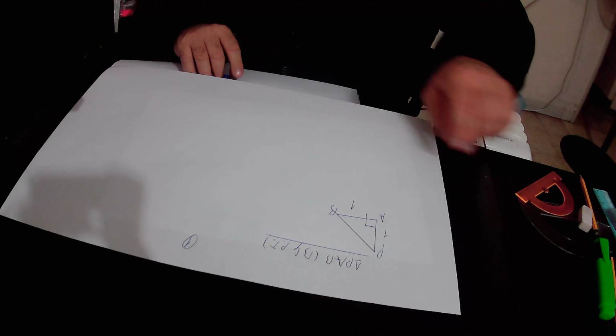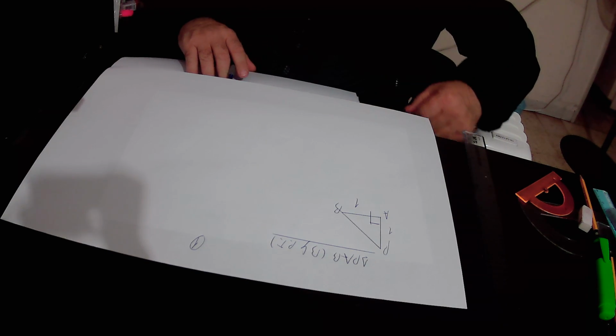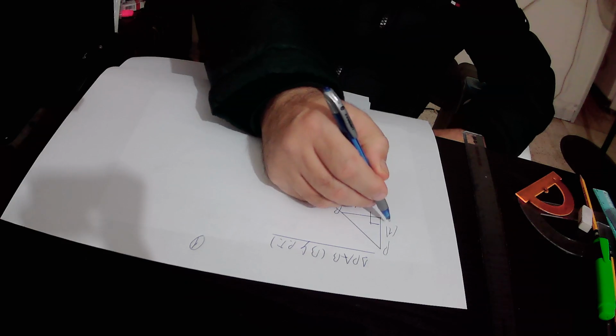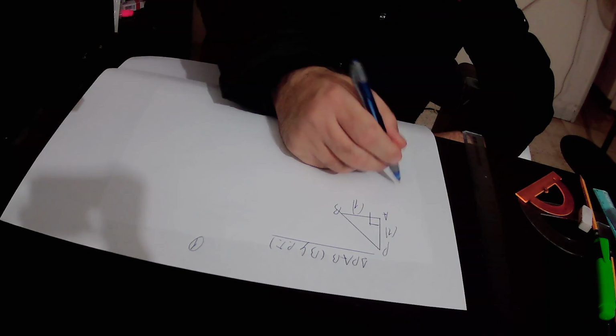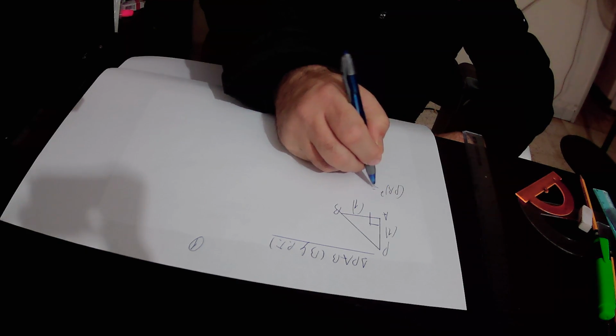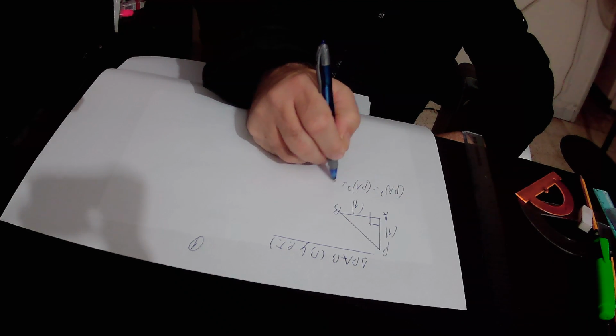So actually, this is the right triangle PAB that I copied from the original drawing. In this right triangle PAB, according to the Pythagoras theorem, PB squared equals PA squared plus AB squared.